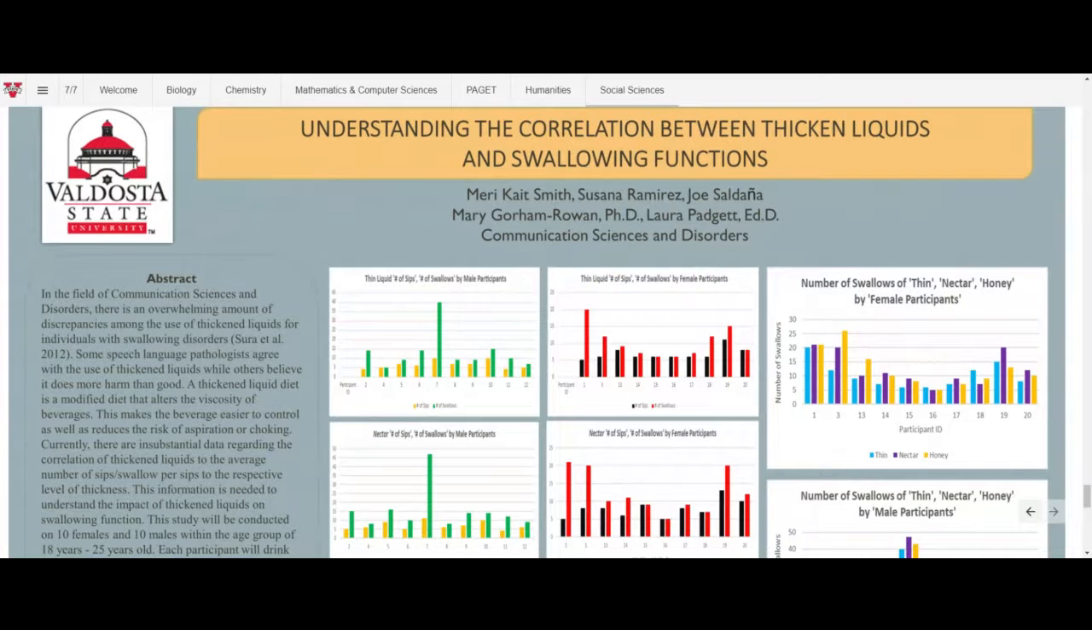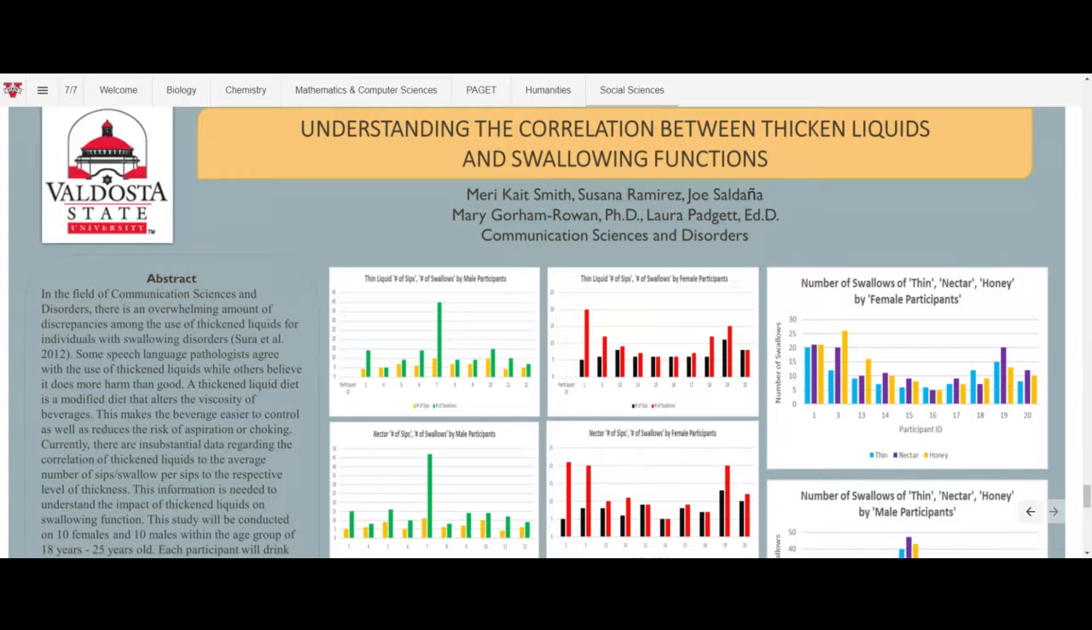So basically what we did was, first of all, there's not a whole lot of information to go along with the use of thickened liquids, like you would see in a nursing home or in a hospital setting, and how many swallows it takes to actually swallow the thickened liquids, however much amount that you put in.